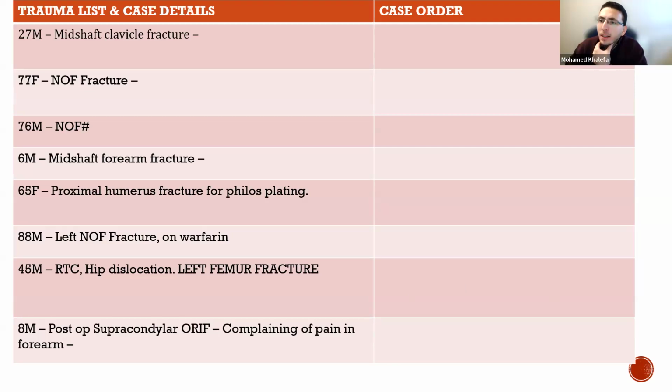Didn't mention, but the consultant said, yeah, put it on the list. I'm going to do a hip replacement. Perfect. Okay. Right. And then we have a 6-year-old mid-shaft forearm fracture.